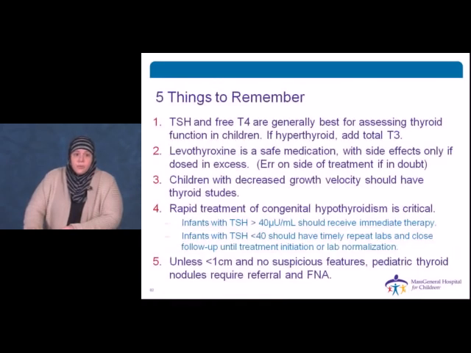So 5 take-home points. First of all, TSH and free T4 are generally best for assessing thyroid function in children. And in the case of hyperthyroidism, add a total T3. Second, levothyroxine is a pretty safe medication with side effects only if it's dosed in excess. So in subclinical and overt hypothyroidism, we err on the side of treatment. Third, children with decreased growth velocity should have thyroid studies as part of their evaluation.